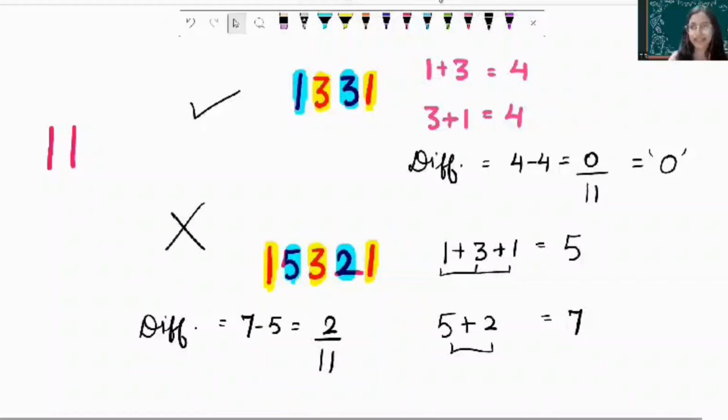So here you can see that we have done all the numbers till 11, right?